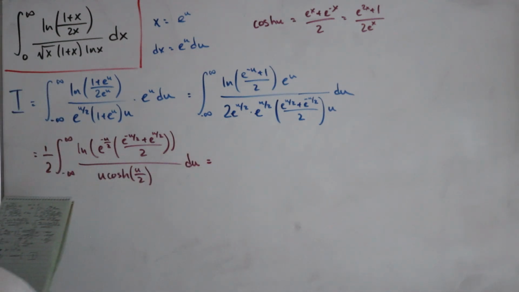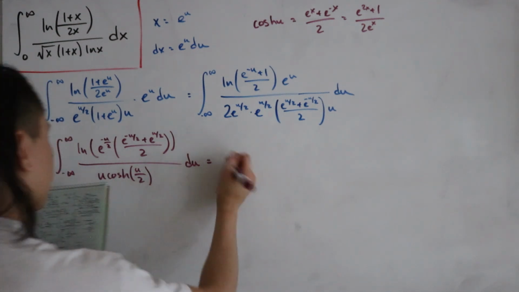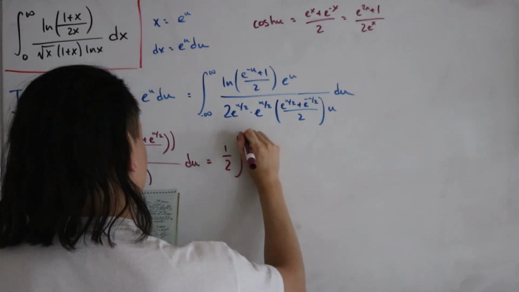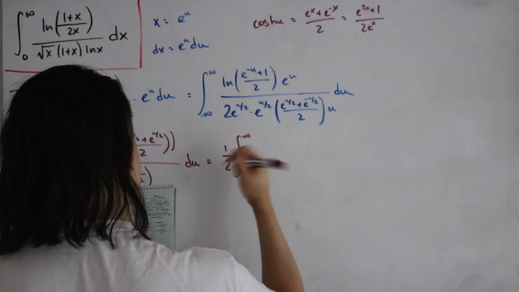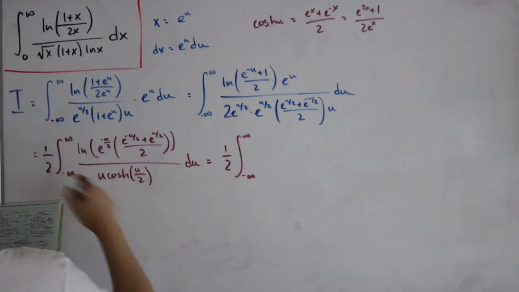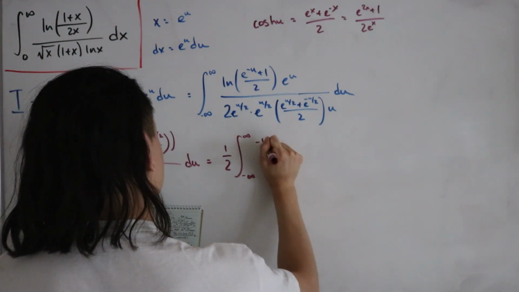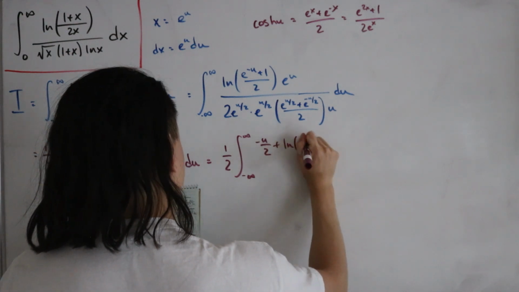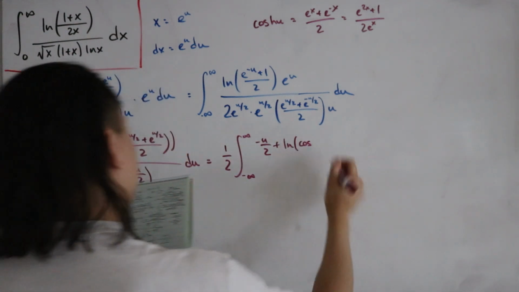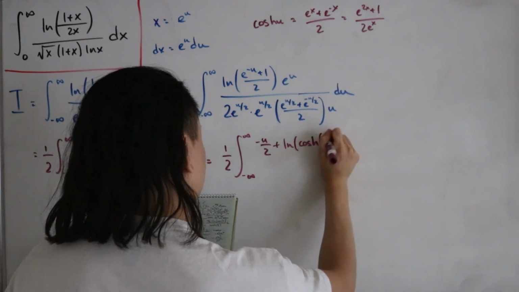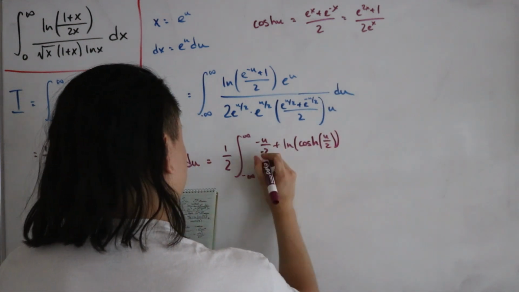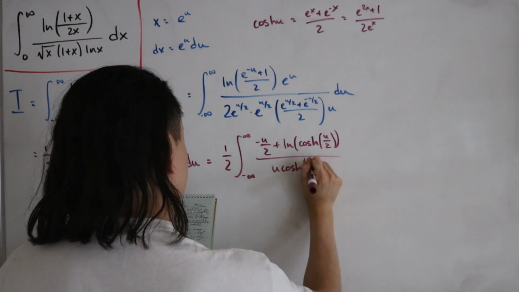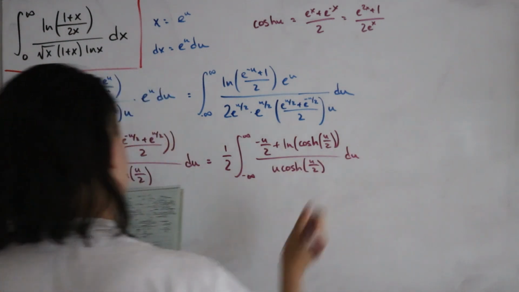Okay. And now the next thing we'll do here is, of course, applying the natural log properties. So I have 1/2, then the integral from negative infinity to positive infinity. So apply the natural logs over here. So then this will become negative u divided by 2, and then add this with the natural log of the hyperbolic cosine of u divided by 2. So that same substitution over here. So close that off, and then divide it by, so this is still going to be u, and then hyperbolic cosine of u divided by 2, and then du.